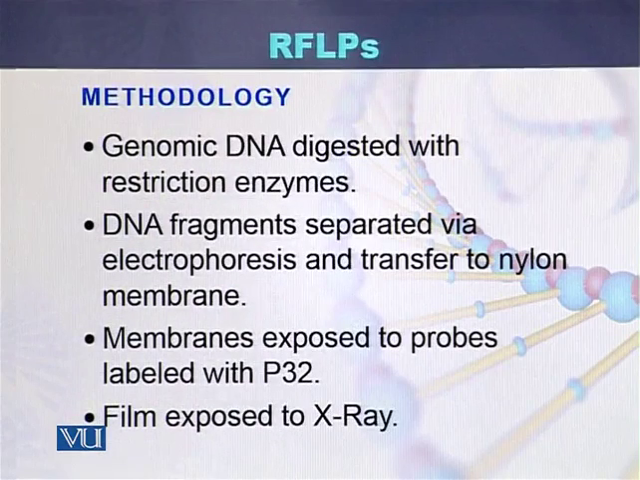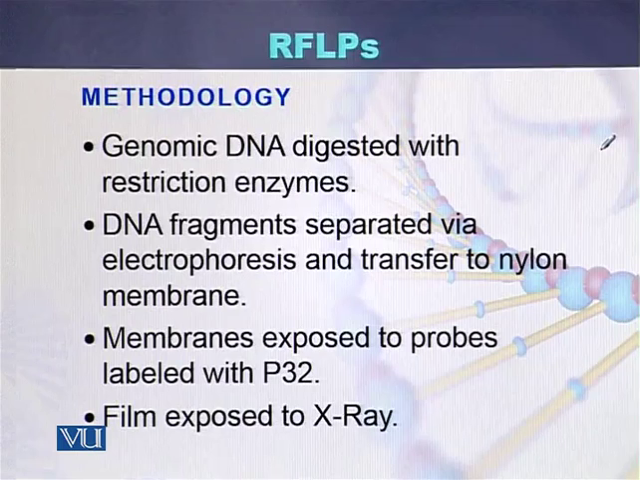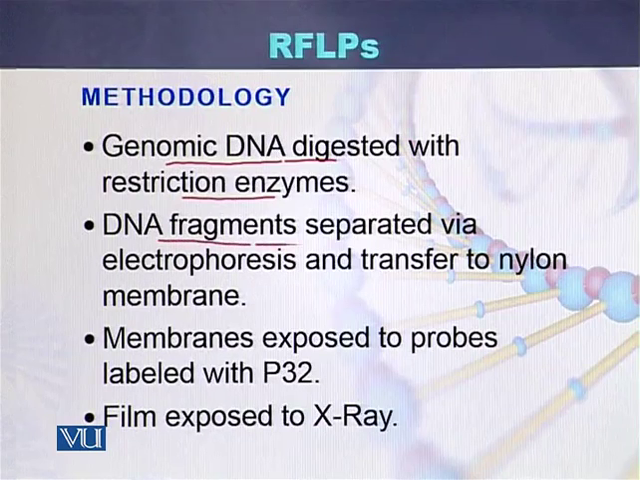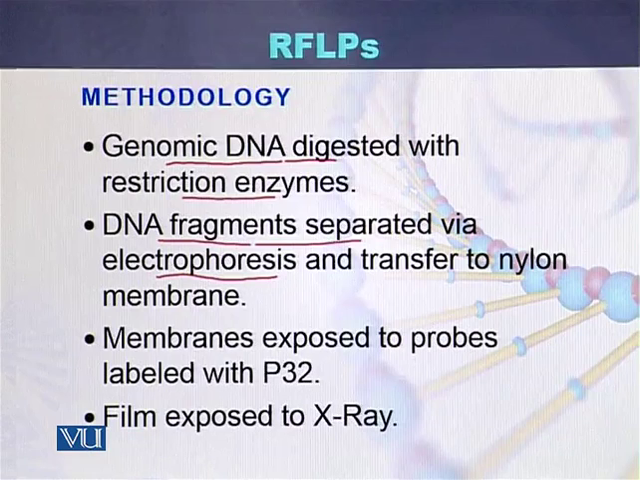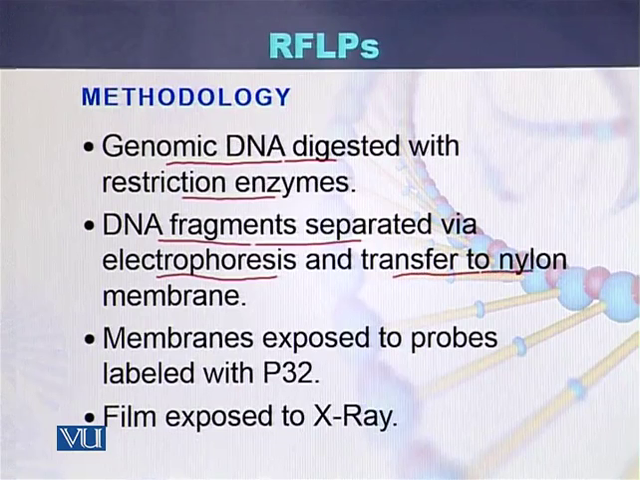If we look at the methodology of RFLP, that is, how RFLP is performed, the genomic DNA is first digested with the help of restriction enzymes. Once the genomic DNA is digested, the fragmented DNA is separated with the help of a technique called electrophoresis. Once they are separated from each other, the DNA fragments are transferred to the nylon membrane.